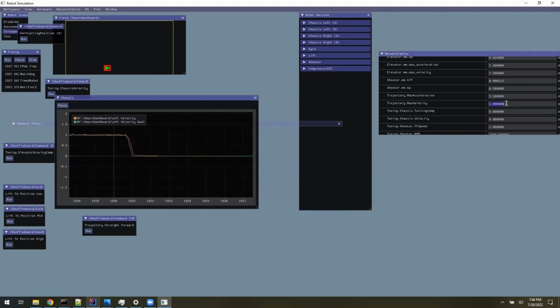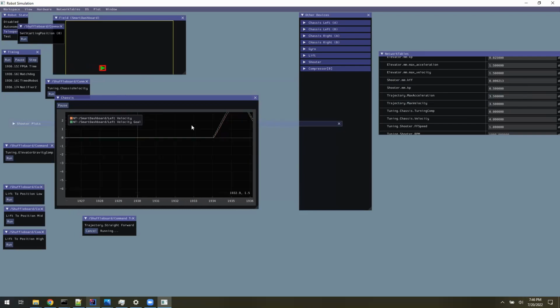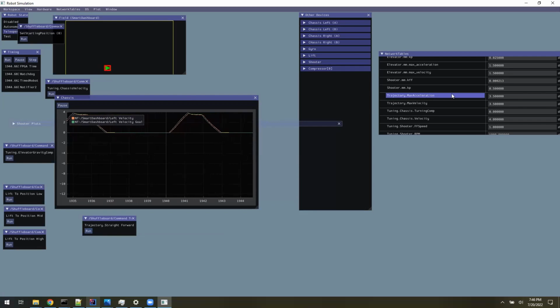Oh, and it didn't even take effect my speed limit. Looking pretty good. So if you need to shave seconds off your autonomous mode, you definitely want to be using this trajectory motion profiling stuff.